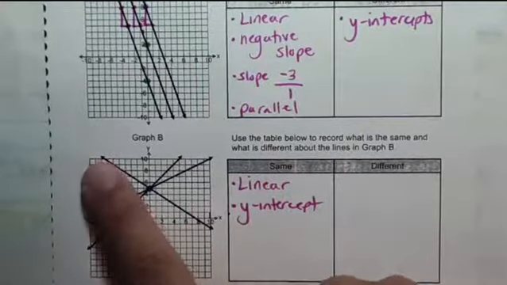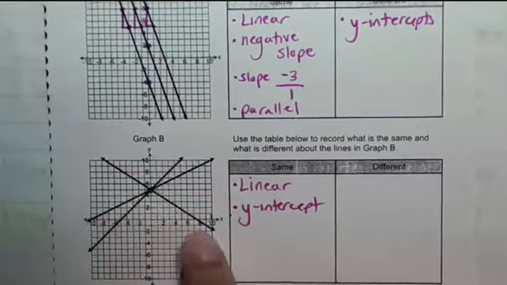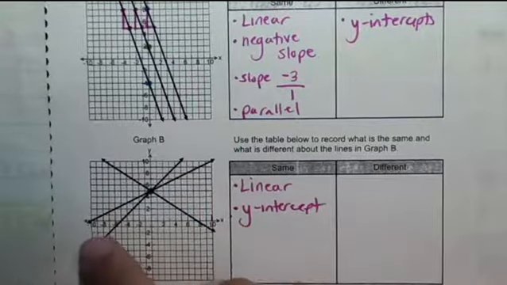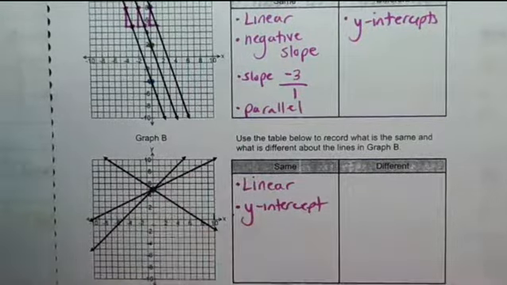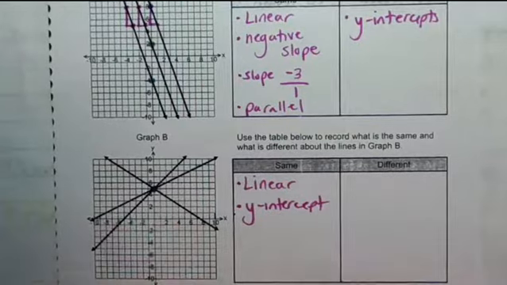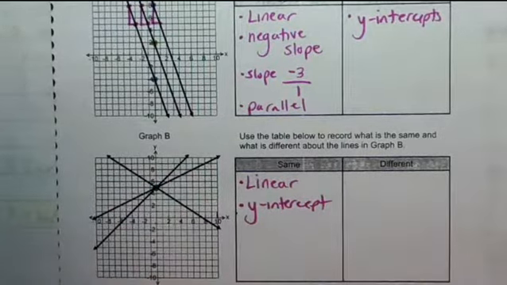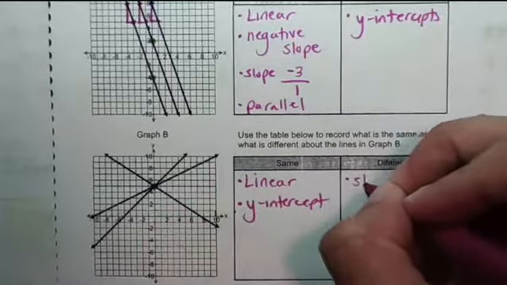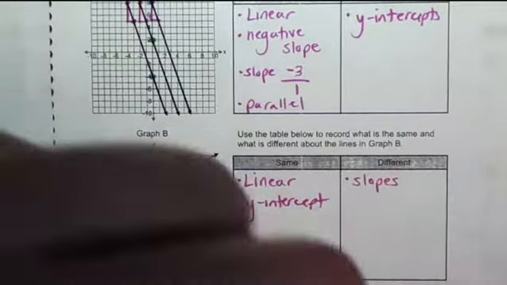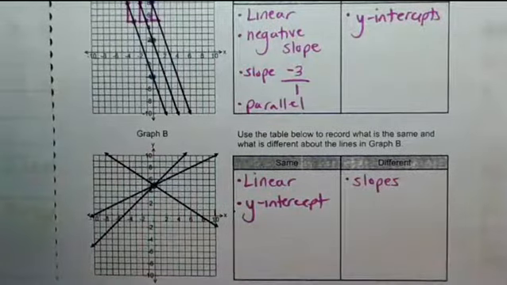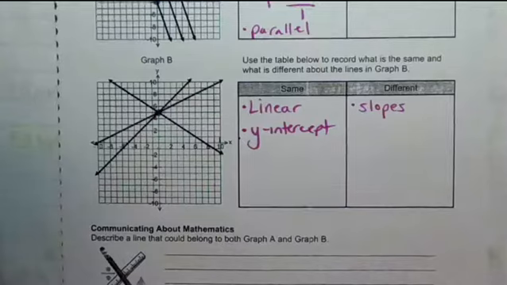If I look at this first line, it's going down from left to right, so I know that's a negative slope. The other 2 are going up from left to right, so those are positive. However, the steepness of those 2 is a little bit different. So all the slopes are different on graph B. One's negative, 2 are positive, but the steepness of the lines is different. Not parallel here. These are the big things. So if you identified those, awesome, you're on the right track. Now if you were able to get the communicating about math, that's even better.